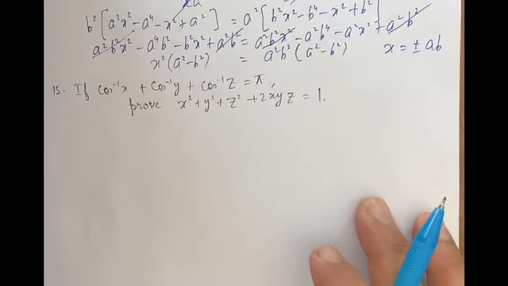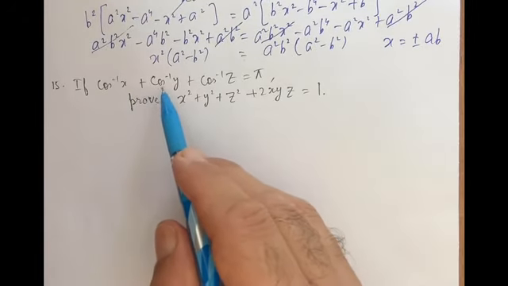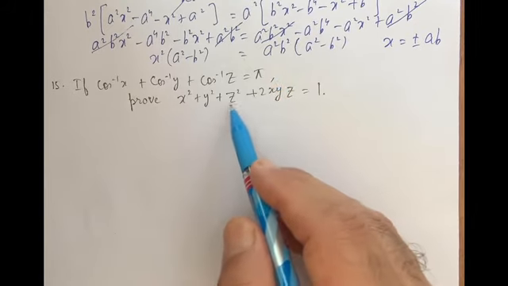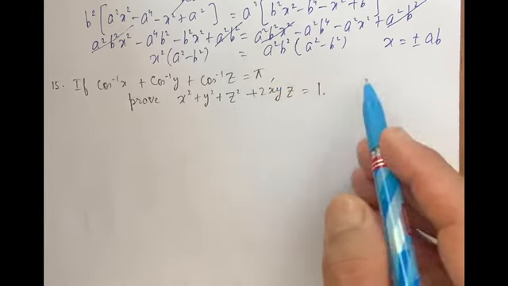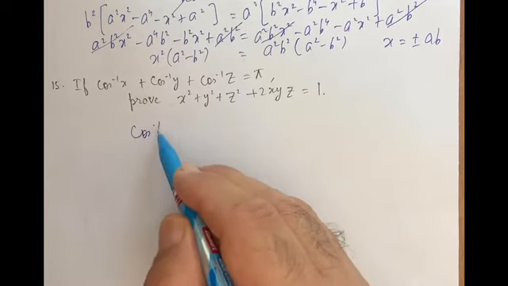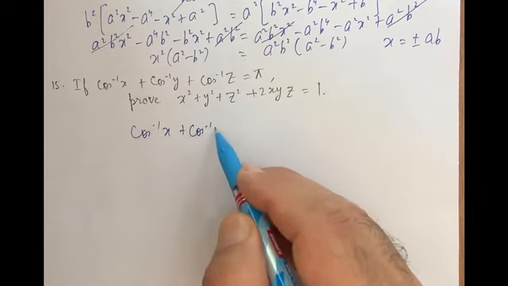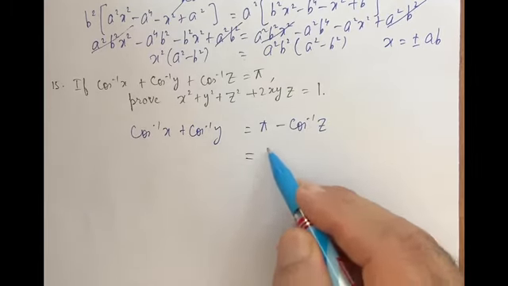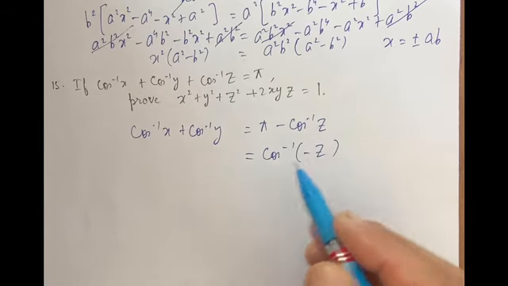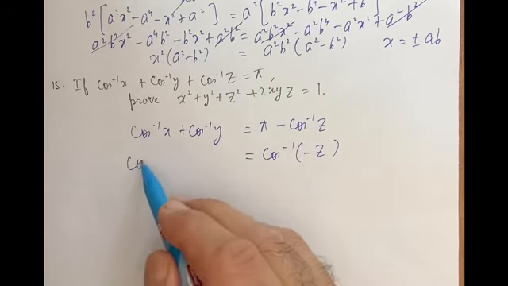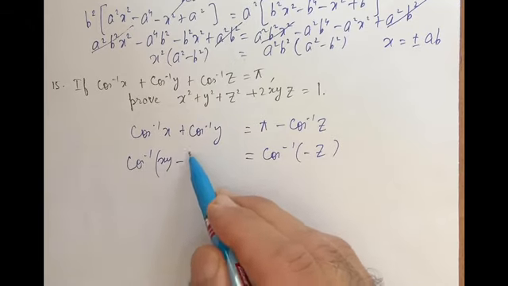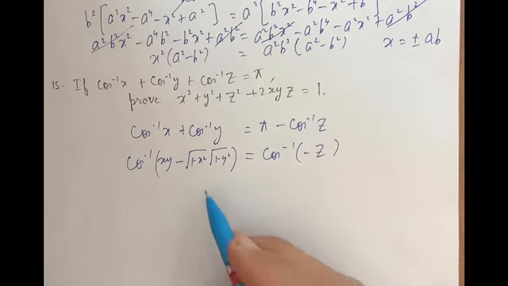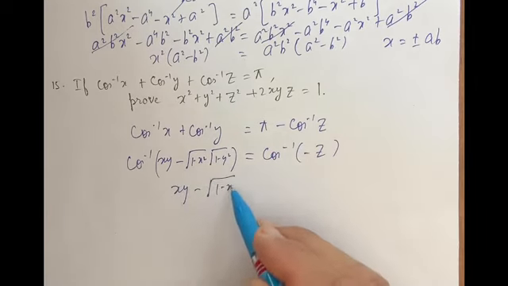And the last one, we are given cos inverse of x plus cos inverse of y plus cos inverse of z is pi. We have to prove x square plus y square plus z square plus 2xyz is 1. From the given equation, cos inverse of x plus cos inverse of y is pi minus cos inverse of z, which is cos inverse of minus z, and this can be written as cos inverse of xy minus root of 1 minus x square into root of 1 minus y square, taking cos on both sides.